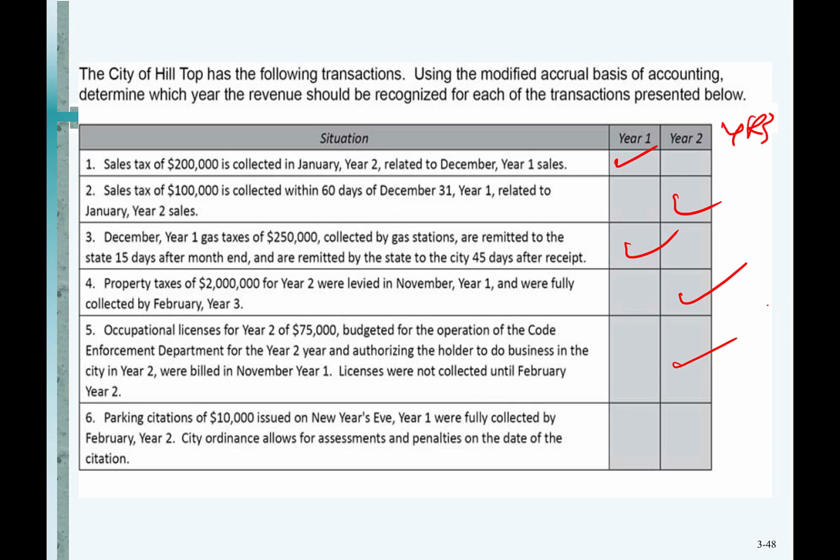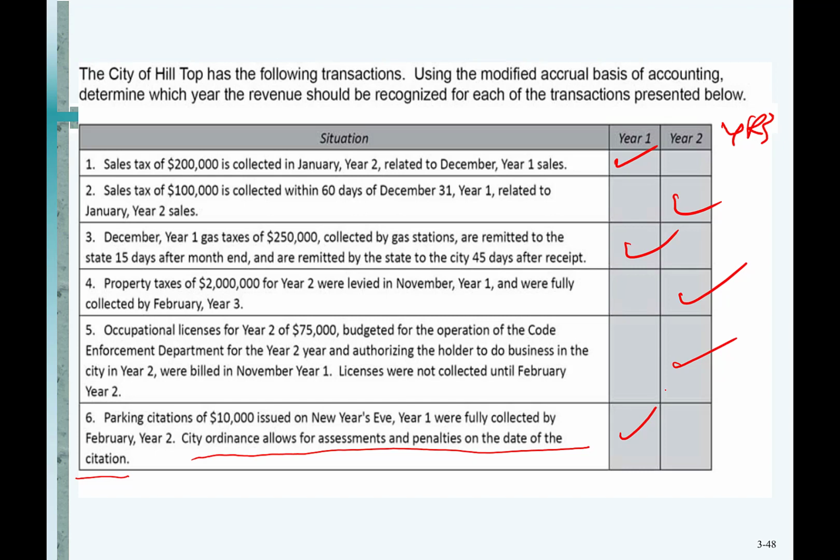Parking citations of 10,000 issued on New Year's Eve, year 1, were fully collected by February, year 2. I don't like this: the city ordinance allows for the assessment of penalties on the date of the citation. What it should say is the government had a legally enforceable claim in year 1, if they want the answer to be year 1, which is where they were trying to set us up. City policy doesn't dictate what we're supposed to do under the accounting rules.